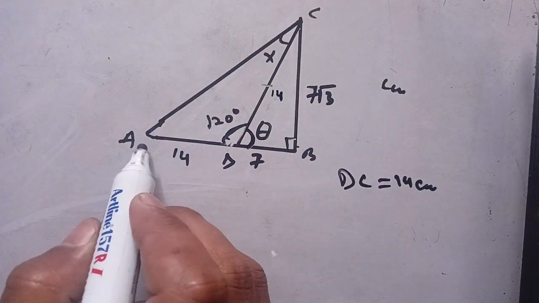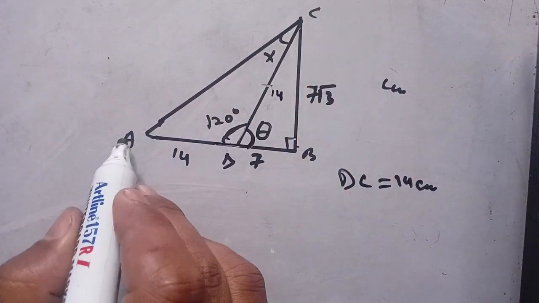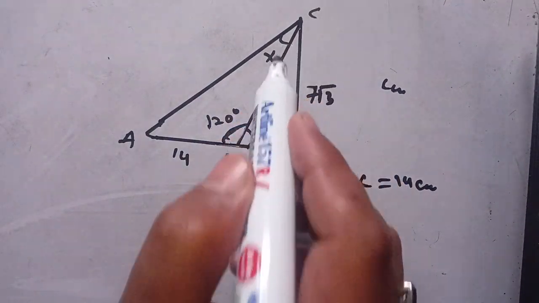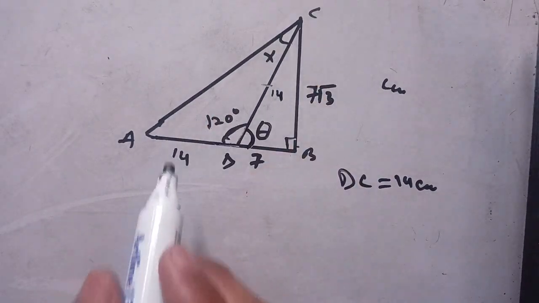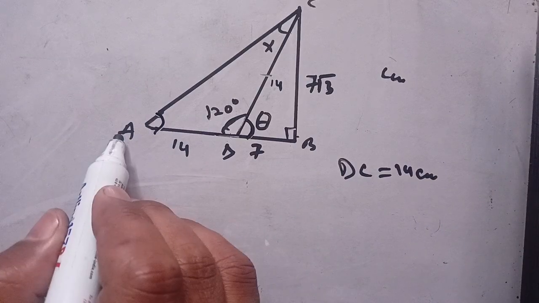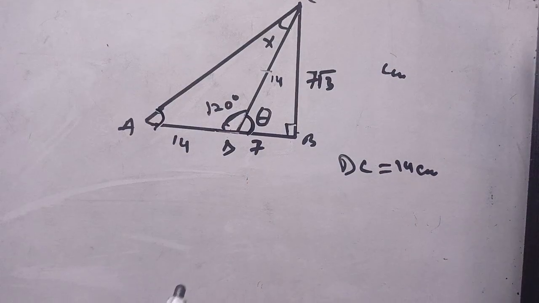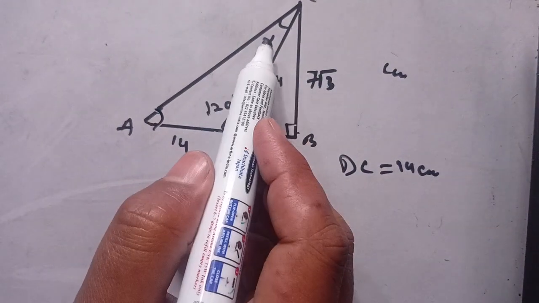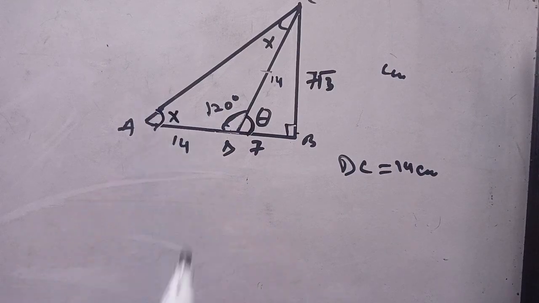Now, this side is also 14 centimeters. Now, in this triangle ADC, AD is equal to DC, and these two sides are equal, which means that this is an isosceles triangle. Thus, angle DAC and angle ACD are two equal angles. Now, this angle is x, then it also will become x.